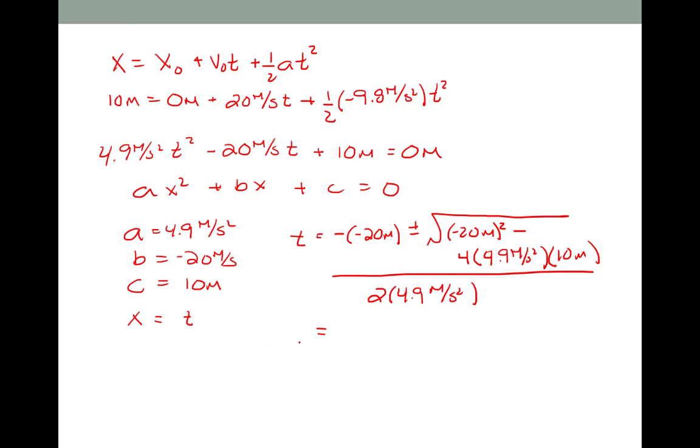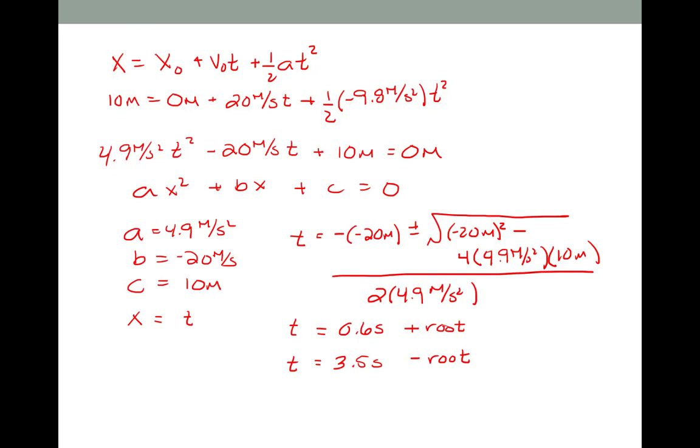And putting this into your calculator gives you two possible answers. The first answer is t equals 0.6 seconds. And the second answer is t equals 3.5 seconds. The 0.6 comes from the positive root, and the 3.5 comes from the negative root. So which answer is correct? Technically, both, because the problem doesn't specify exactly what it wants.